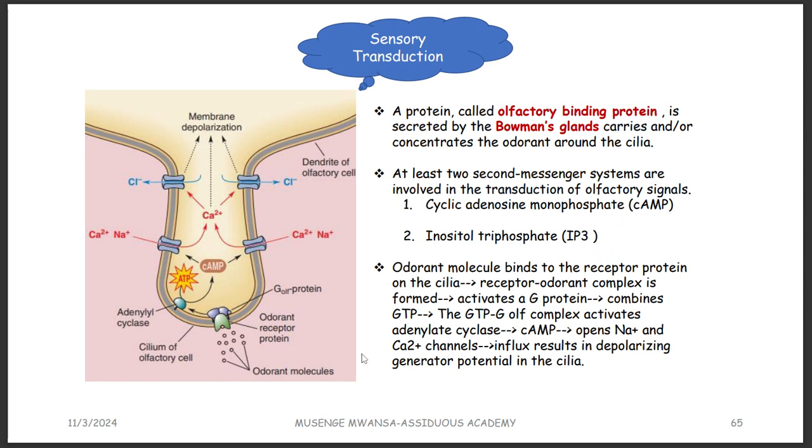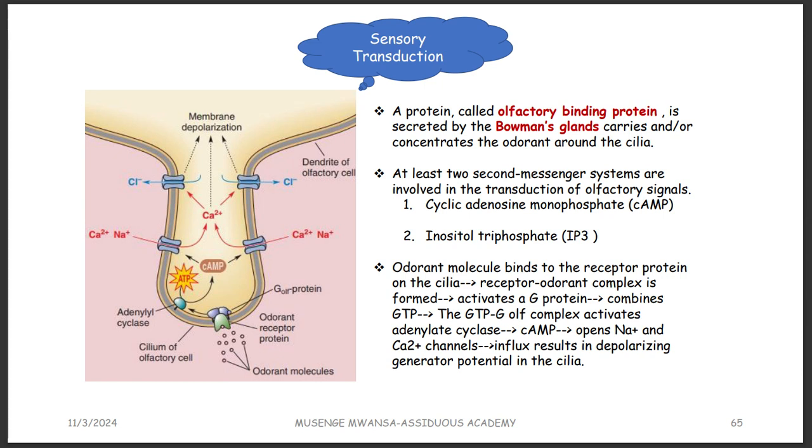So the first mechanism, when the odorant binds to the receptor here, you have formed the odorant receptor complex, and that is going to activate the G protein. The G protein is initially bound to GDP. That GDP will move and then GTP will bind. And then the G protein with the GTP is going to activate adenylate cyclase or adenylyl cyclase. And that guy converts ATP to cAMP.